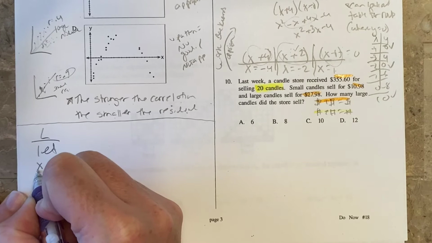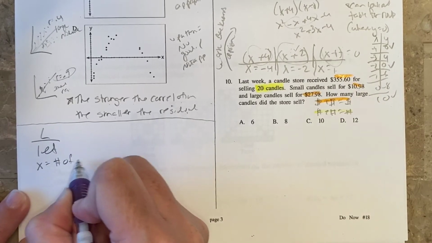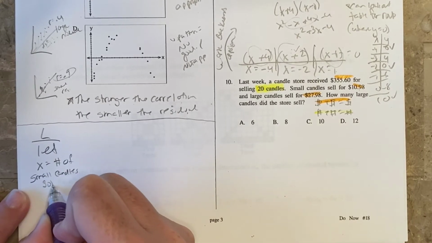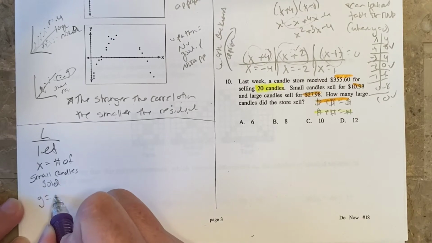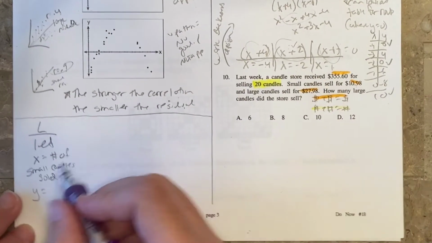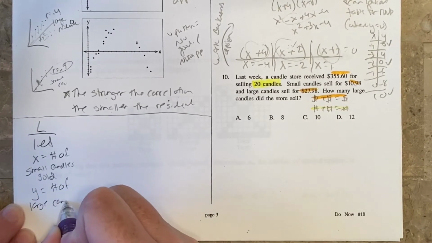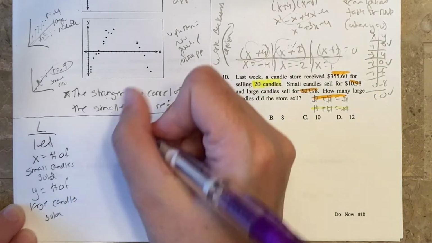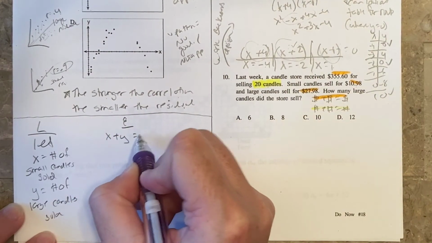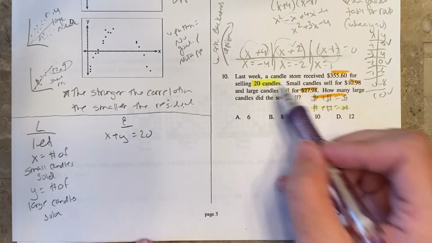So let's start with our legend. Let x equal, we'll do small first, the number of small candles sold. And then we'll have y equals, it looks like a G, we'll have y equals the number of large candles sold. Okay, now our equation. So let's start with the number of candles. x plus y equals 20. So the number of small candles and the number of large candles all together, 20 sold.